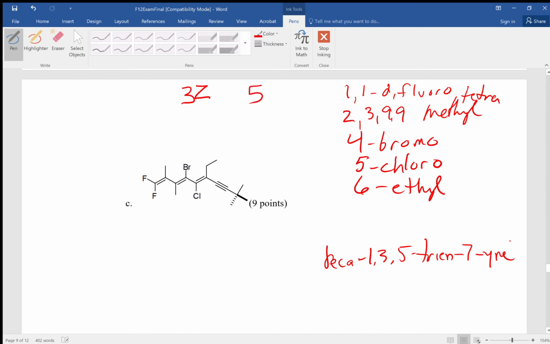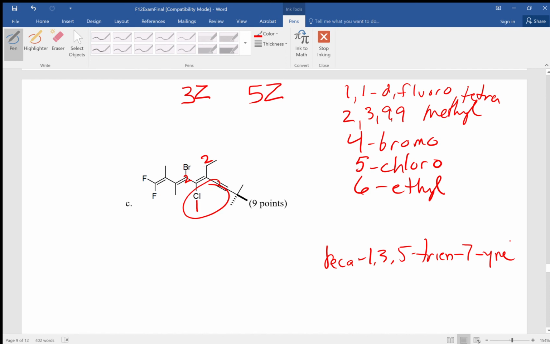At carbon 5, we have chlorine, which is higher atomic number than carbon. On the other side, we have a CH2 that's bonded to 1 carbon versus a carbon that's bonded to 3 carbons. So higher priority here versus here. Again, on the same side, so 5 is also Z.